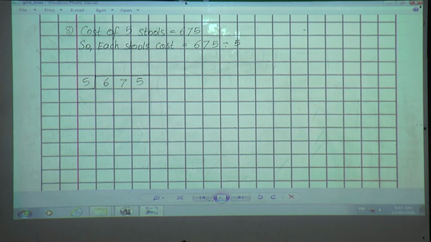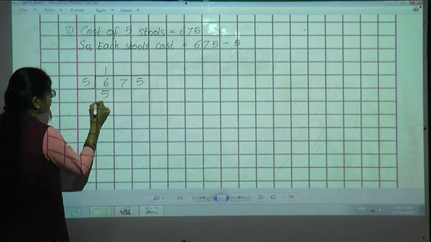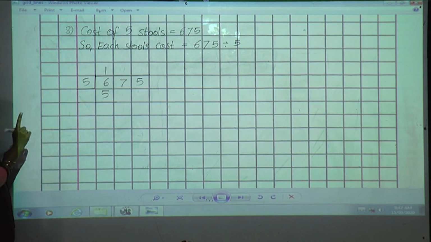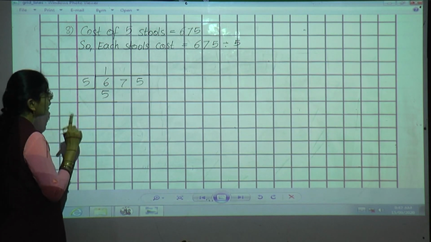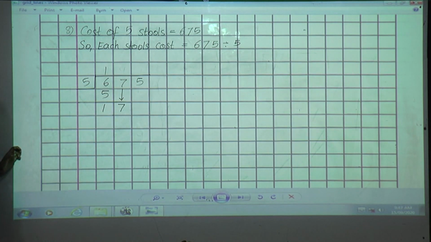Now see the first number, 6 is there. So do the division. 6 by 5. Yes, in the table of 5, 6 is not there. So 5 ones are 5. Now do the subtraction. 6 minus 5, 1. So write here 1. In the next step, take this 7 down. So here now we have 17. Now 17 by 5. See the table of 5. In the table of 5, can you see the number 17? No, 17 is not there.